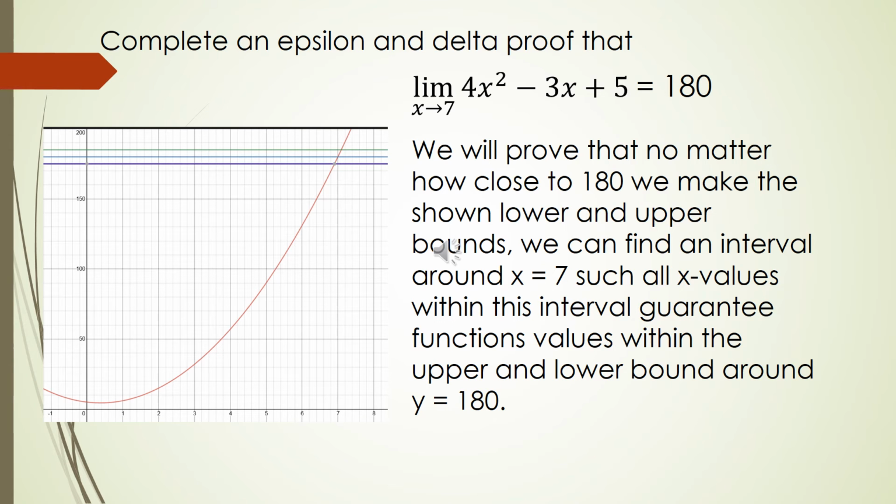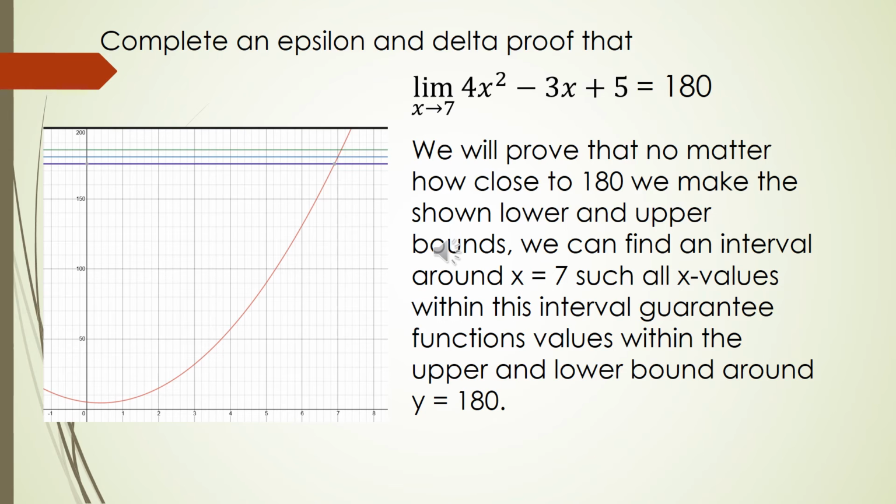Let us talk through an epsilon delta proof of the limit as x goes to 7 of the polynomial 4x squared minus 3x plus 5 equaling 180. What we're trying to do is prove that no matter how close to 180 we make the shown lower and upper bounds.